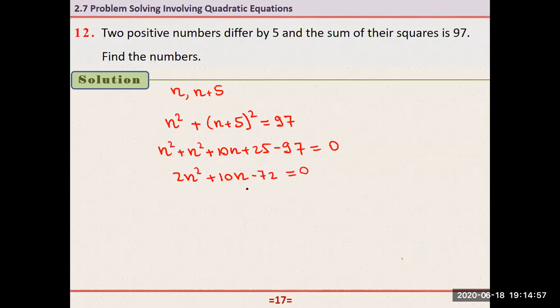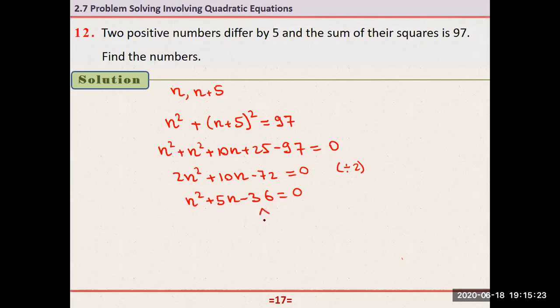Before solving this quadratic equation, we need to have a look. Can we simplify this further? Yes. All these numbers, right? The coefficients, 2 times 5, 2 times 36. So we can simplify this by dividing both sides by 2. So here, if we divide both sides by 2, we get n squared plus 5n minus 36, that's equal to 0.